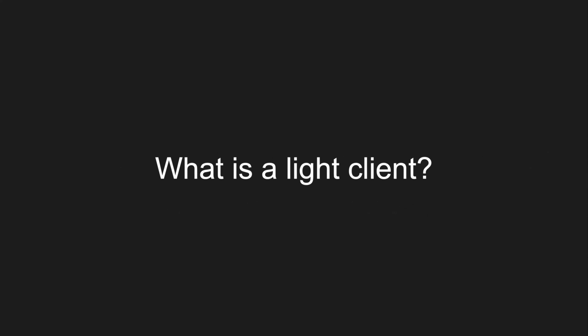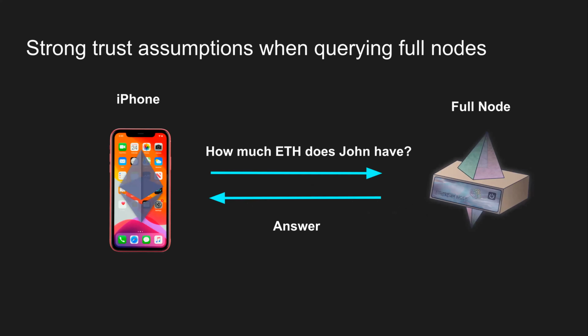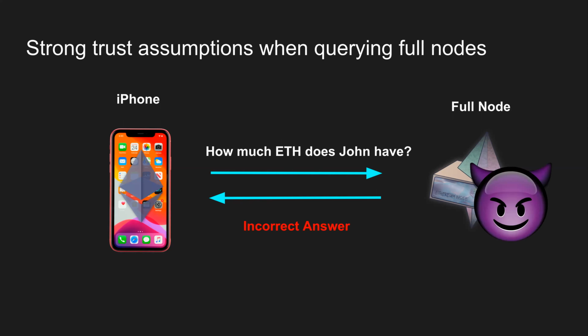So first of all, for people who don't know, what exactly is a light client? Well, a light client is essentially solving the problem that when you want to query information about Ethereum, there are a lot of strong trust assumptions in play. So let's say that you're on a low computation device, such as an iPhone, and you want to know how much ETH you have in your wallet. Well, the naive way to figure this out is that you ask this question to a full node and it returns an answer. However, the problem is that you're completely trusting this full node to return an honest answer. And if the full node is an adversary, he can return an incorrect answer, and you'll basically have no idea that this answer was incorrect.